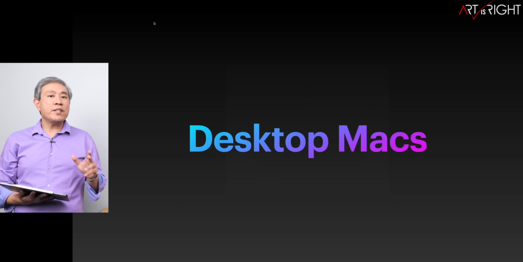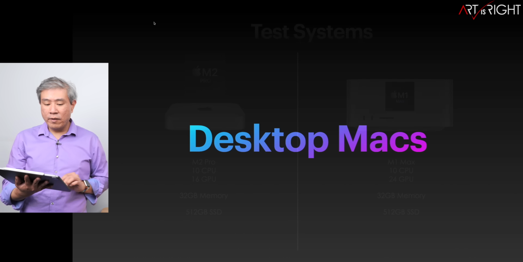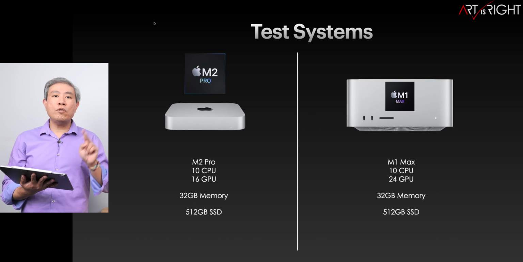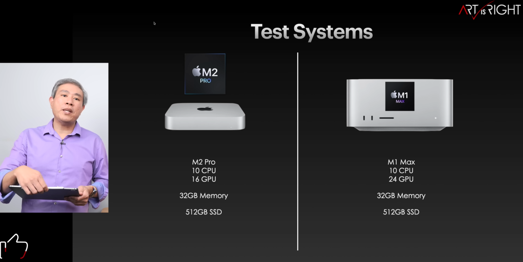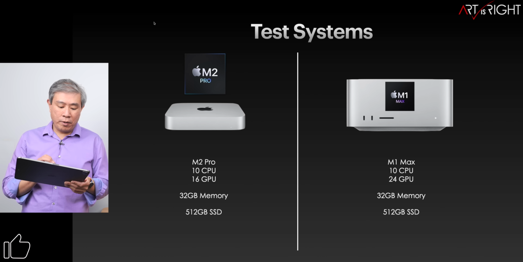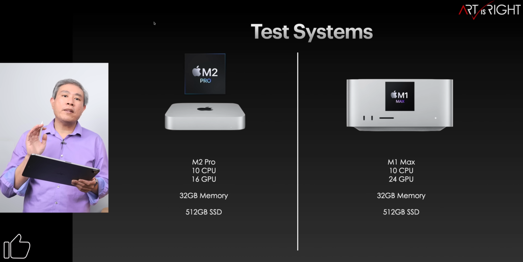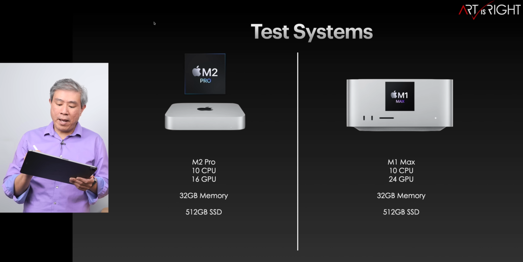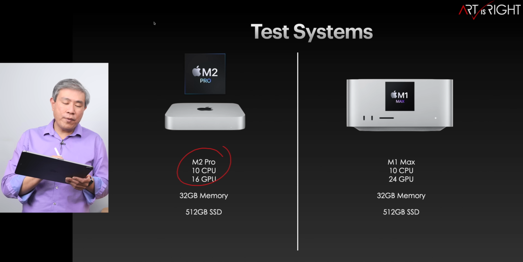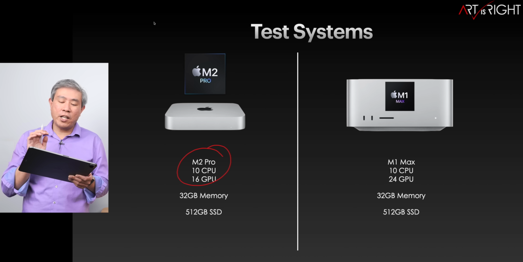And with this in mind, let's talk about desktop Mac. For this, we're going to be looking at two main configurations. One of them is going to be the Mac Mini with the M2 Pro, and the other one is going to be the Mac Studio with the M1 Max. Both of these are running on the base SoC, and when I refer to base or top, I'm really just talking about the silicon itself, so you can see that right there.